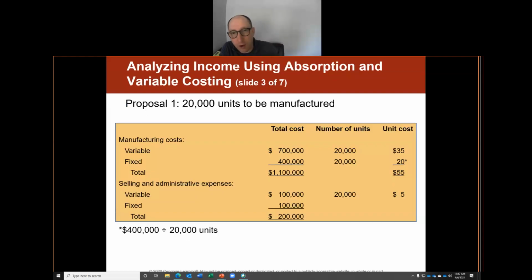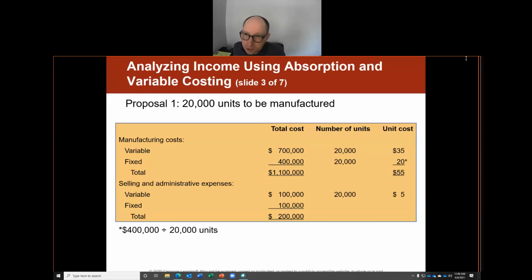So in management, oftentimes we're faced with decisions, especially in manufacturing, to increase or decrease our manufacturing capacity. And so in that decision making, we need to run out the models. Proposal one is let's just manufacture the 20,000. Proposal two is let's manufacture 25,000. So let's run it out.